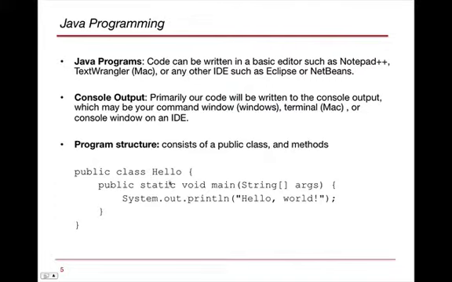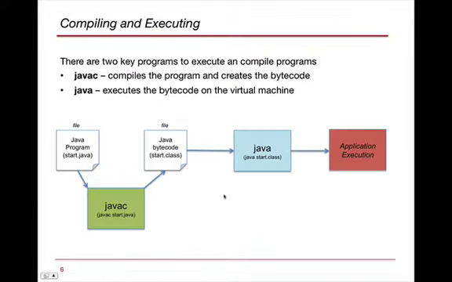What our program structure looks like for Java is a public class and methods. The public class is basically where the code starts. And there's a method in there called main, and that is actually the starting point of our program.